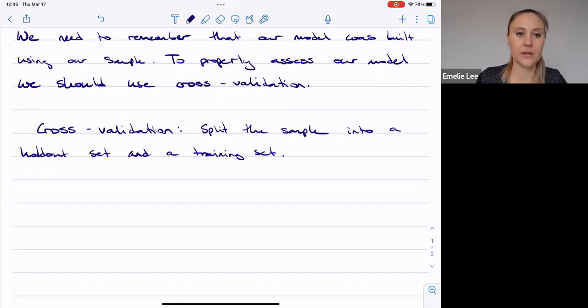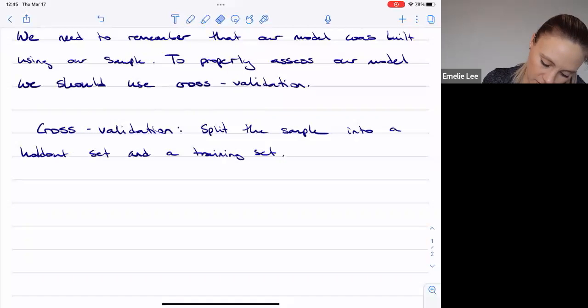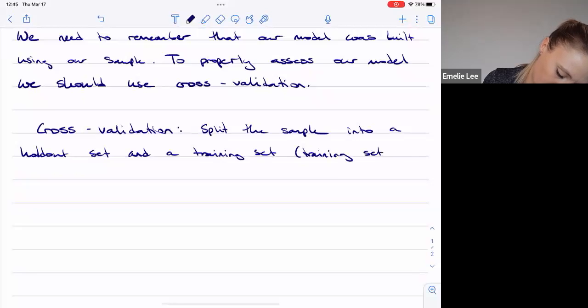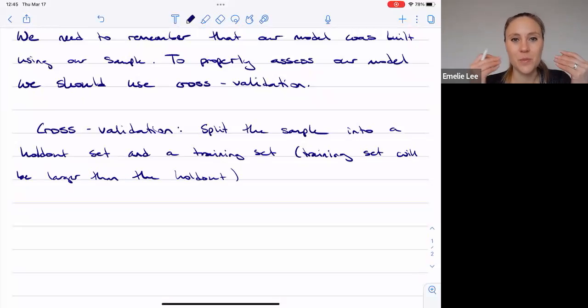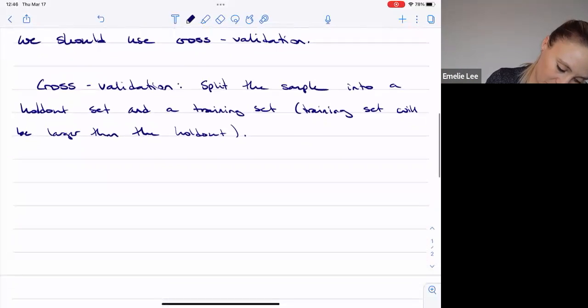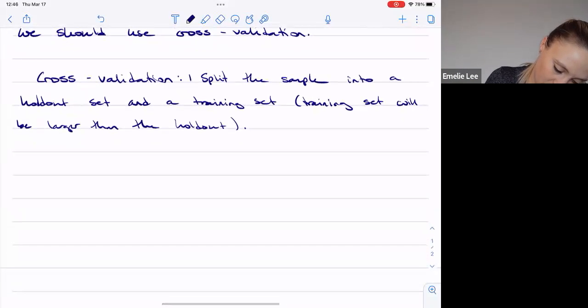You build the model on the training set, and the training set is going to be quite a bit larger than the holdout set, right? Because you want to build a model using as much information as you can. So the training set will be larger than the holdout set. And maybe I'll call this step one.